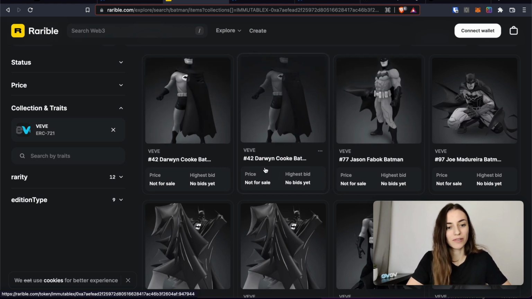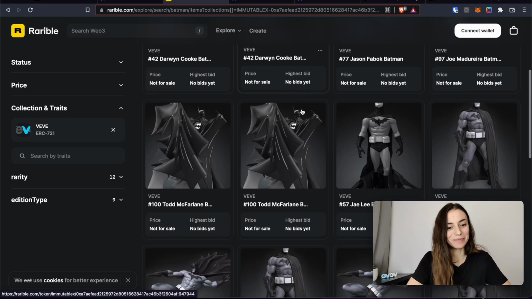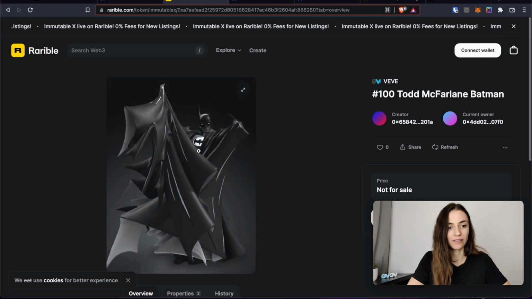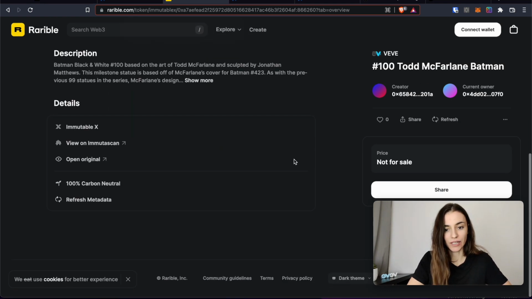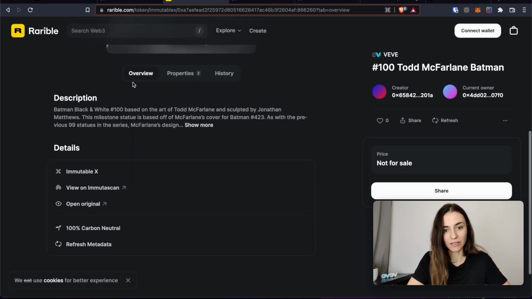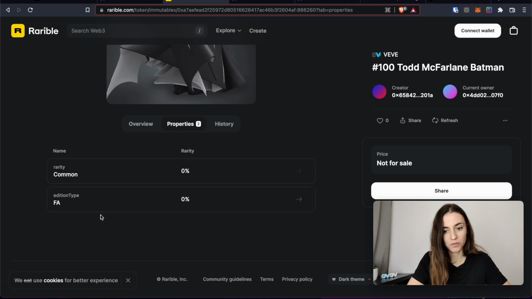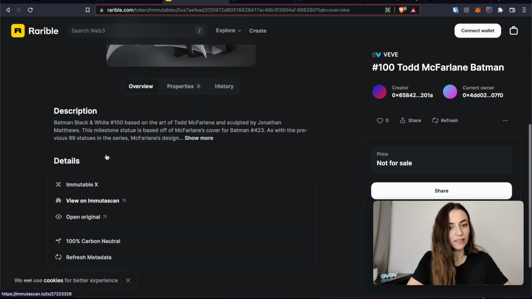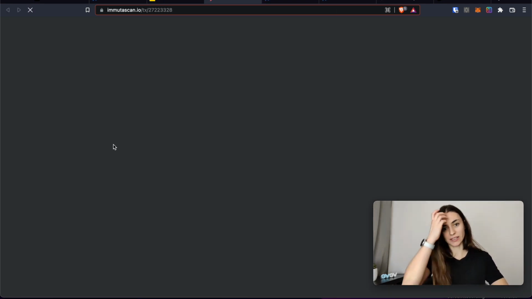So here we have the Darwin Cook, the Jason Fabric. It's one of my favorites. And of course the Todd McFarlane Batman. So let's have a look at that. I don't know if they have a lot of metadata on here. So properties here just says common and FA. But yeah, we can look at the Todd on Meterscan and see.